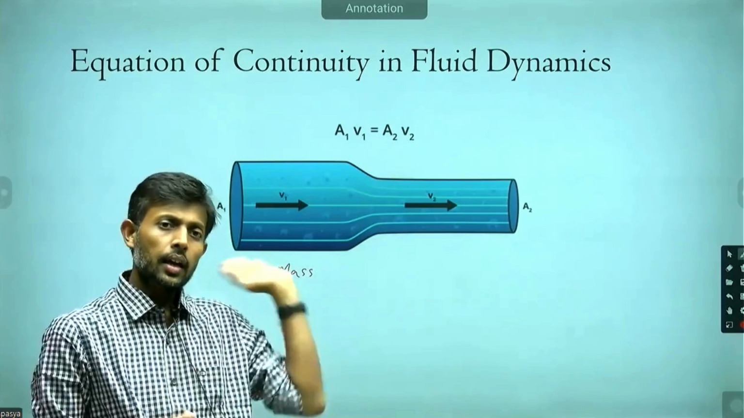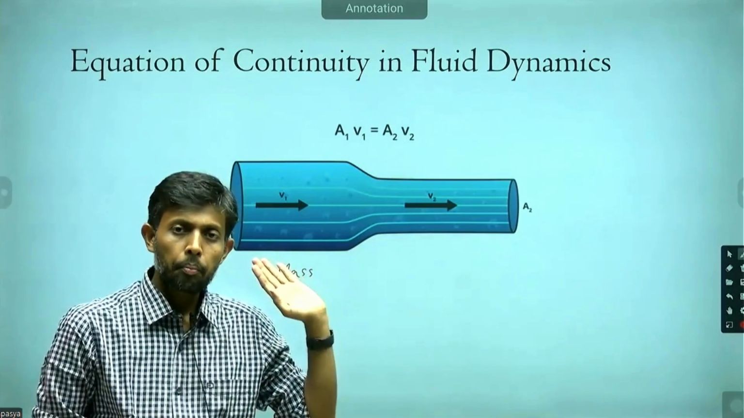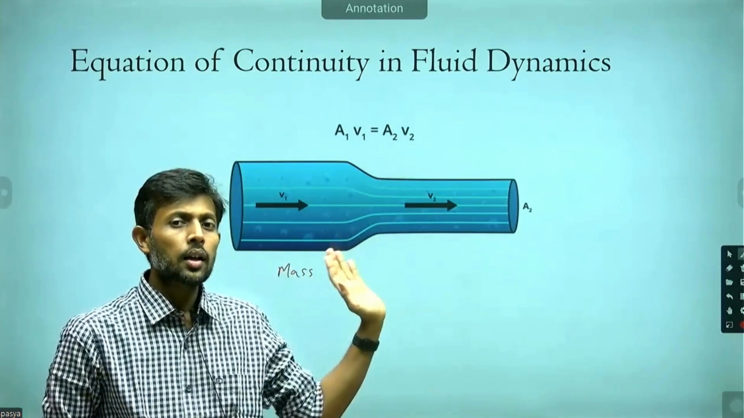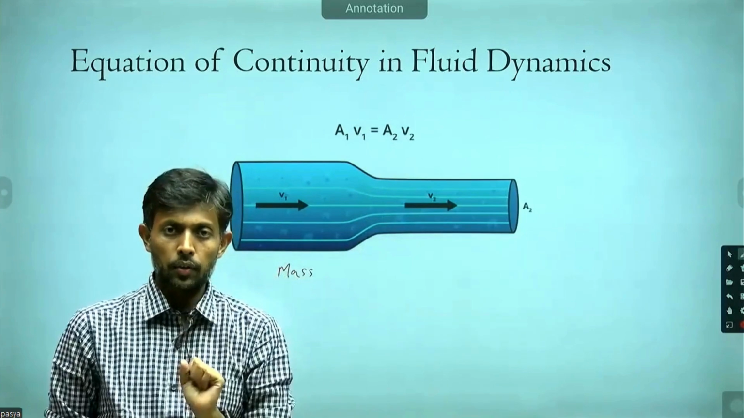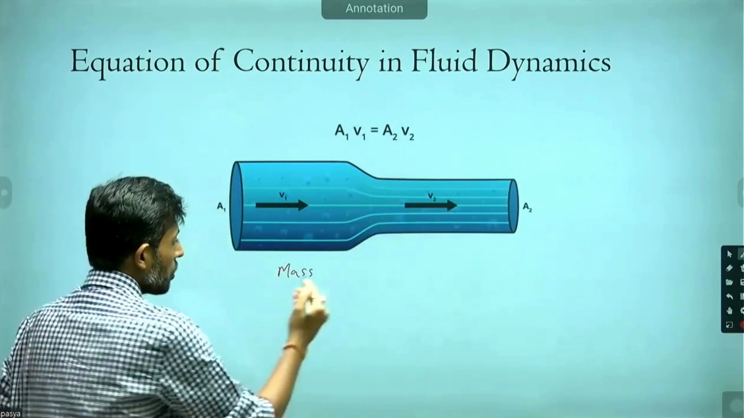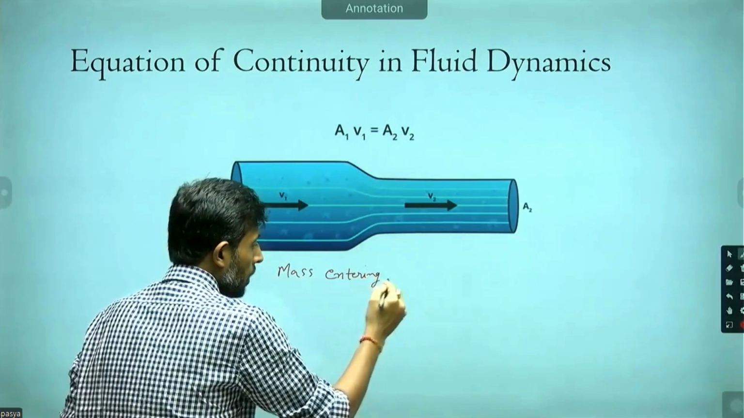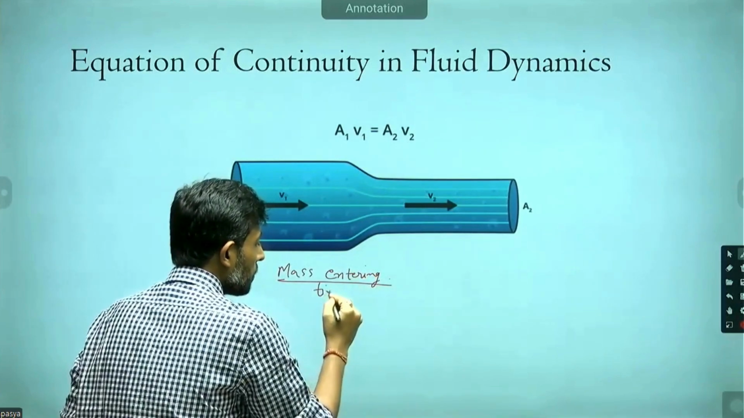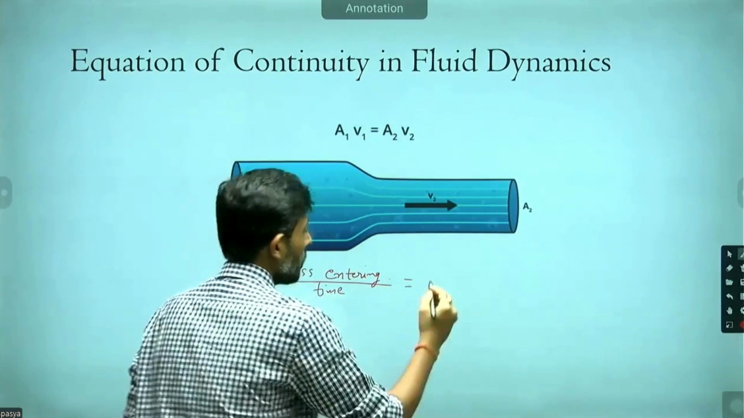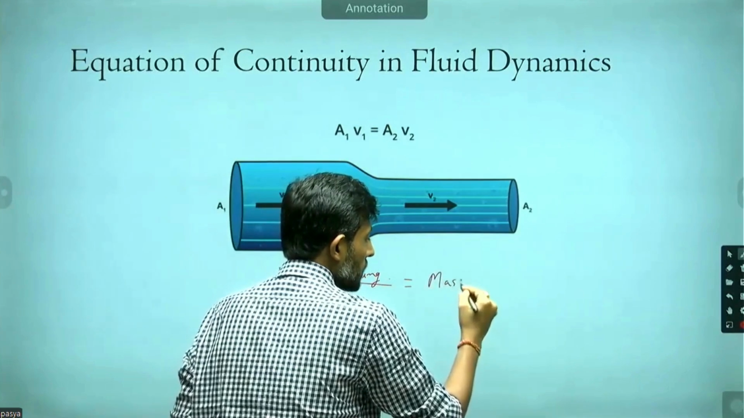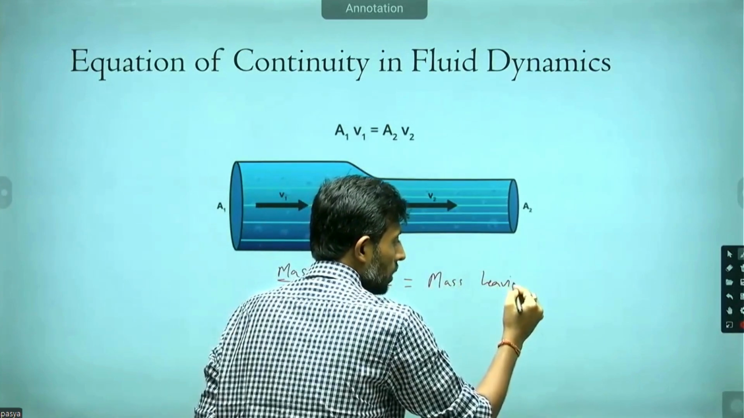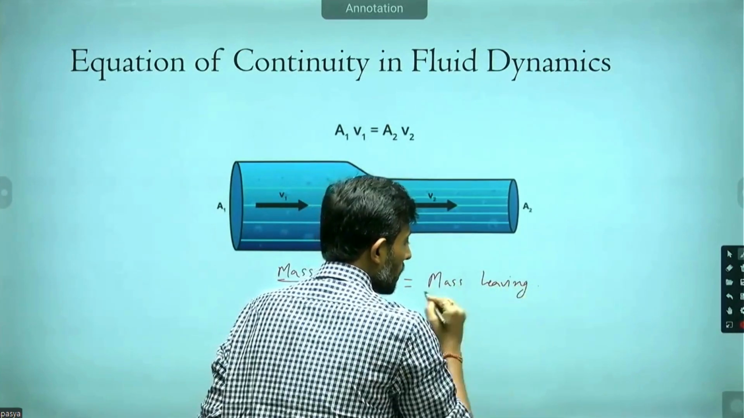the mass entering this pipe must be equal to the mass coming out of this pipe for a given interval of time. That is it. So mass entering per unit time must be equal to mass leaving out per unit time.